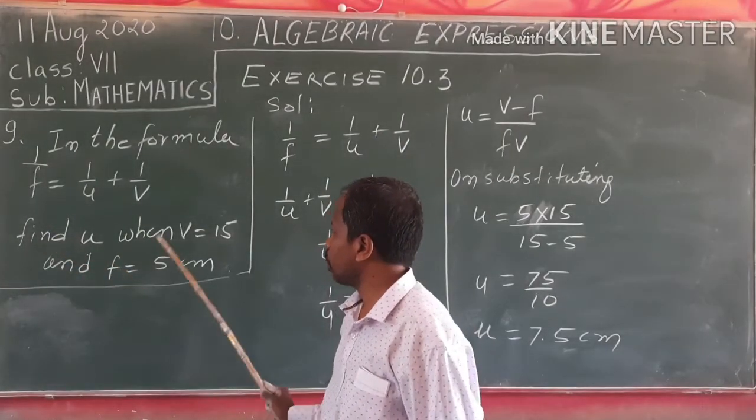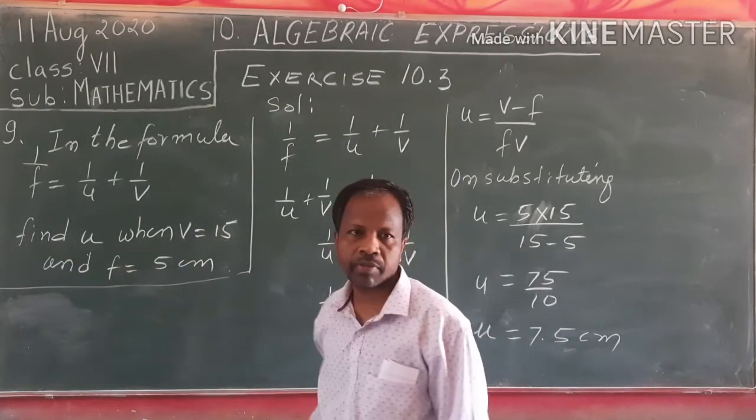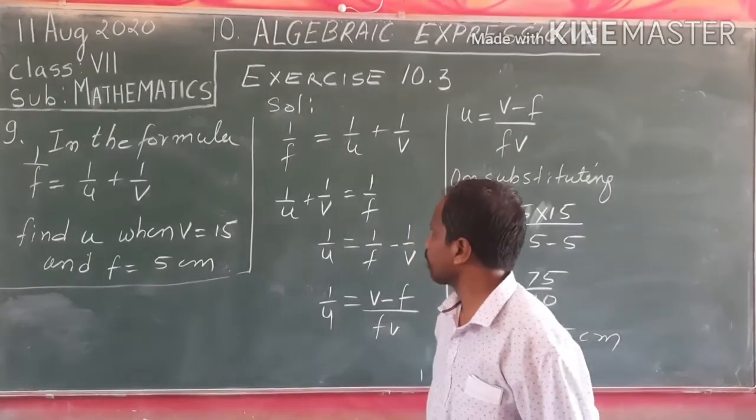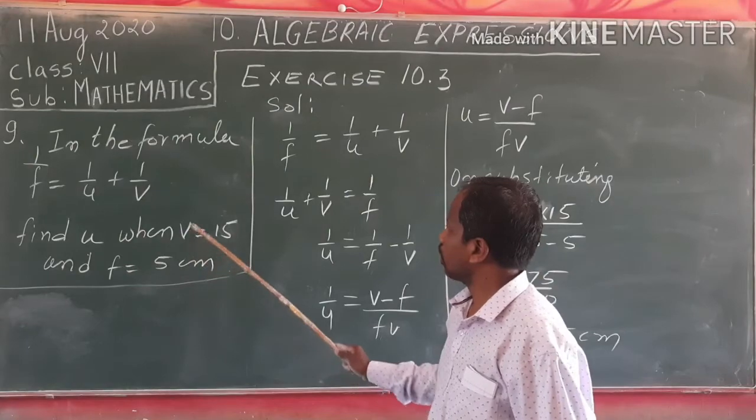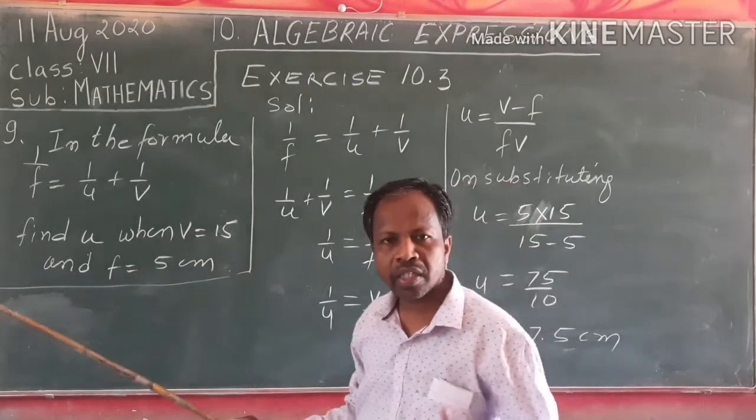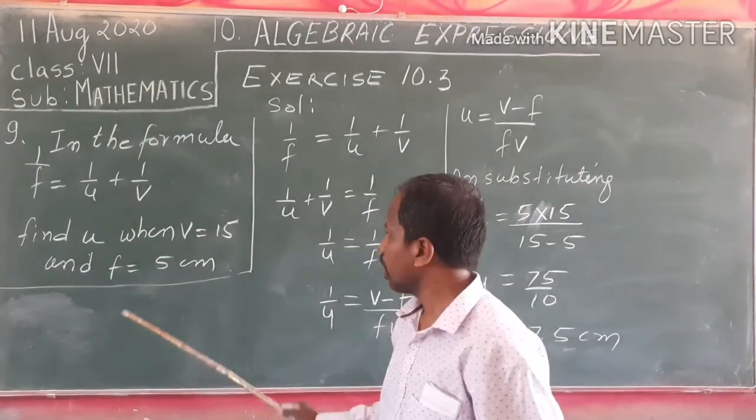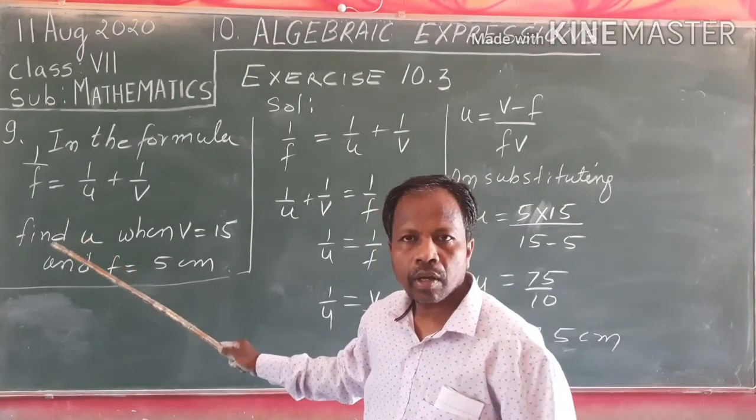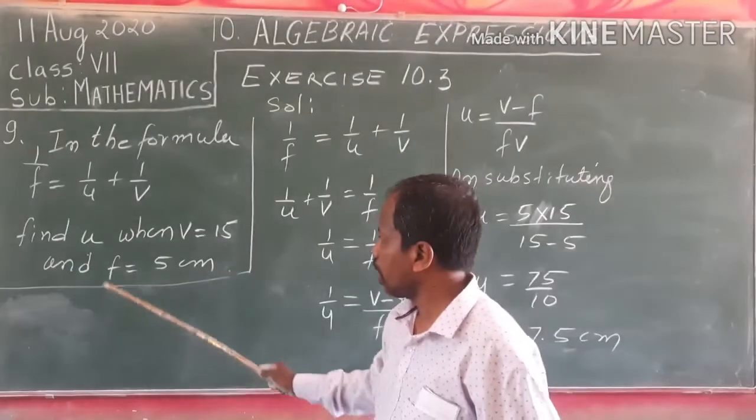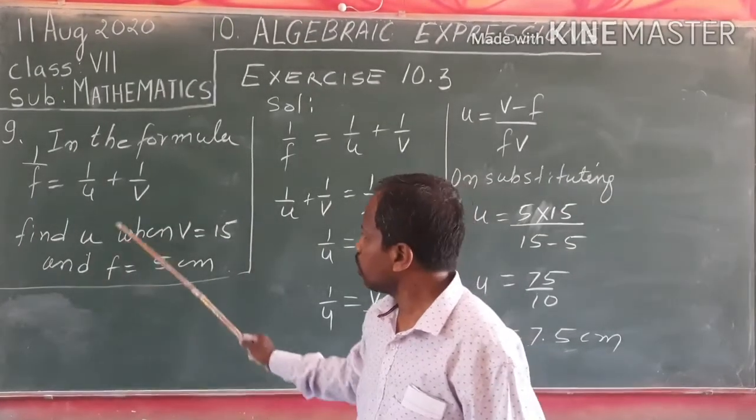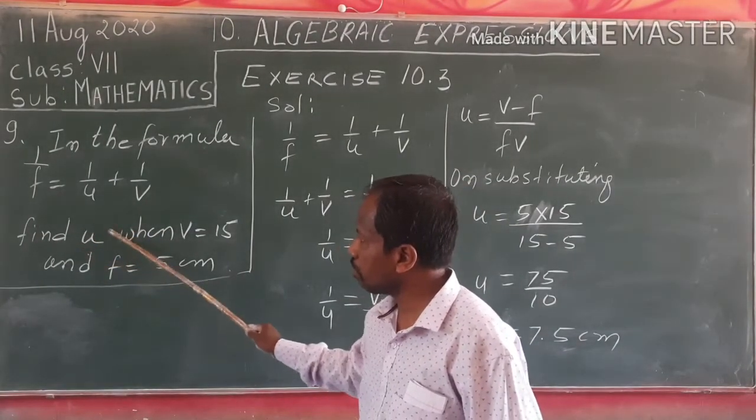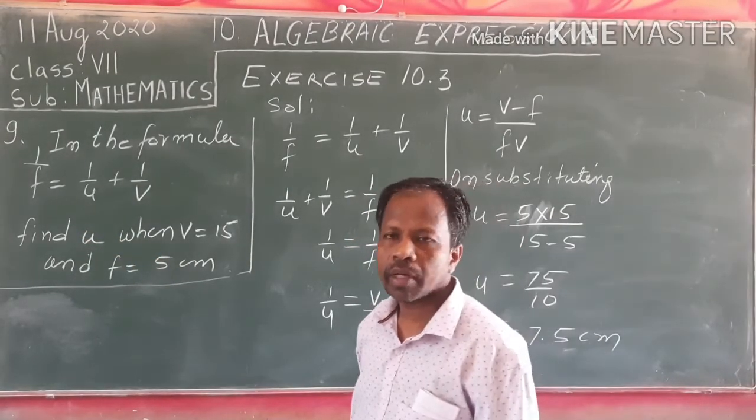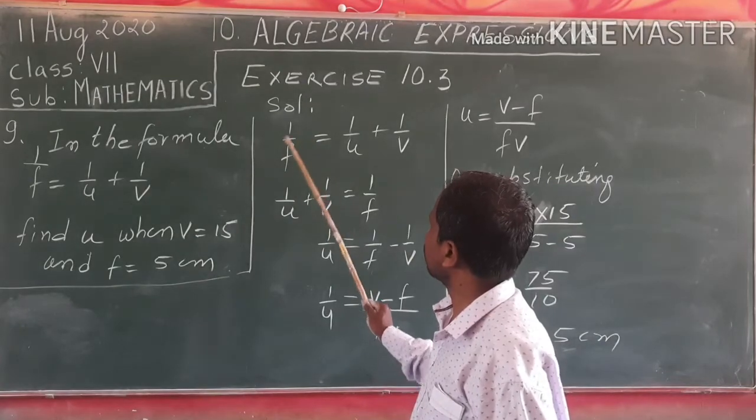Find u when v is 15 and f is 5 centimeter. V stands for image distance, U stands for object distance, and f is the focal length. You have to make U the subject. Here I have the solution.